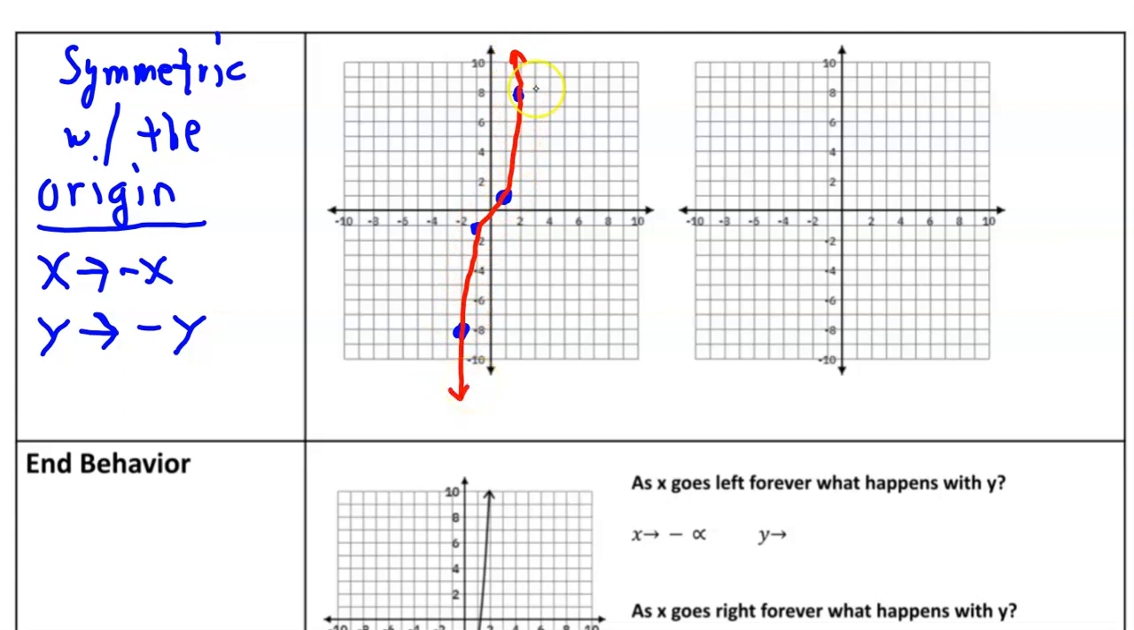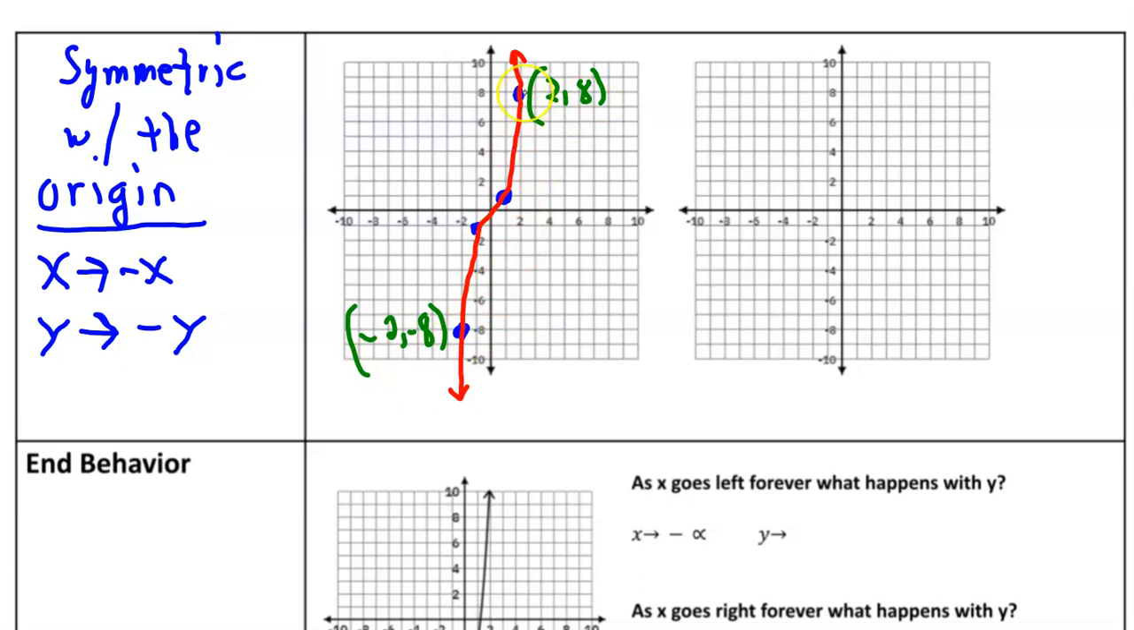So let's pick a point. Say that's 2, 8. If you remember, we just talked about that if it's symmetrical about the y-axis, then 2, negative 8 should be on the graph. And notice it isn't. If it had x-axis symmetry, which we're not really emphasizing, then negative 2, 8 would be on there. But of course it's not either. But if it's got origin symmetry, then negative 2, negative 8 should be on the graph, and it is. Notice we negated both of them.